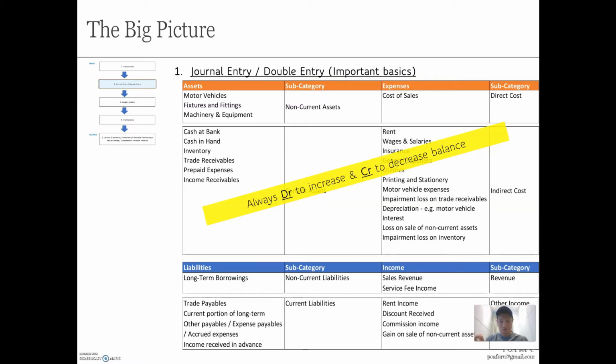So you should by right give it back to them if, let's say, something happens and you don't fulfill the income generation agreement. And income generally also belongs to these credit nature items, so sales revenue, service income, and different types of income. Okay, and all these liabilities and income are always credit to increase and debit to decrease, and they are credit nature.